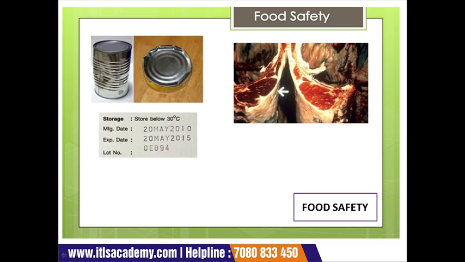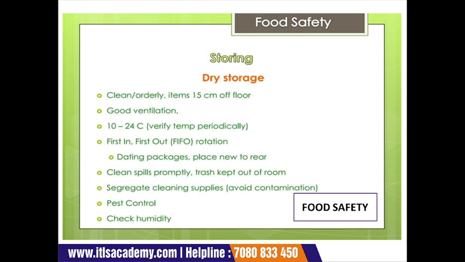Now these are some food storage points. When you are receiving this type of can, you have to avoid receiving it. This should be mentioned: storage temperature below 30 degrees Celsius, MFG date 20 May, expiry date 20 May 2015, this is 2010, and lot number. And one more thing, labeling should be mentioned, which we will discuss in later classes in the topic of food packaging.